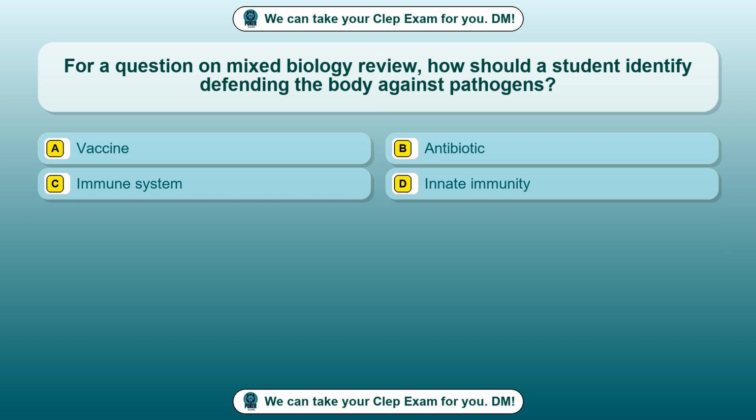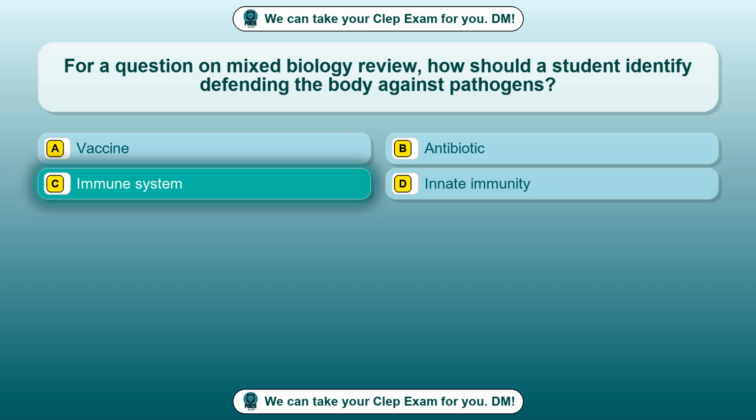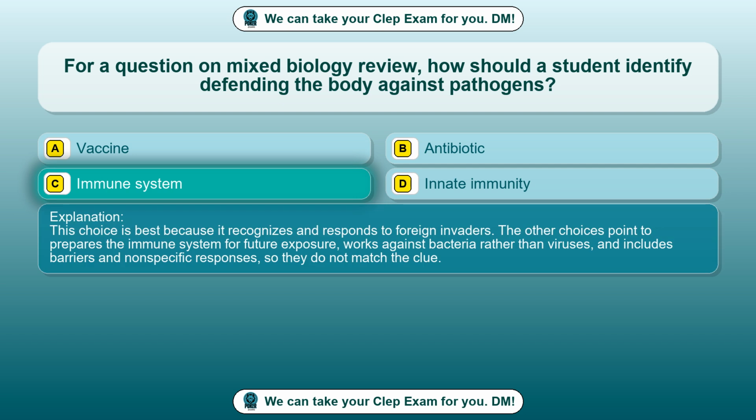Question 83. For a question on mixed biology review, how should a student identify defending the body against pathogens? Option A, vaccine. Option B, antibiotic. Option C, immune system. Option D, innate immunity. The correct answer is option C, immune system. This choice is best because it recognizes and responds to foreign invaders. The other choices point to prepares the immune system for future exposure, works against bacteria rather than viruses, and includes barriers and nonspecific responses, so they do not match the clue.